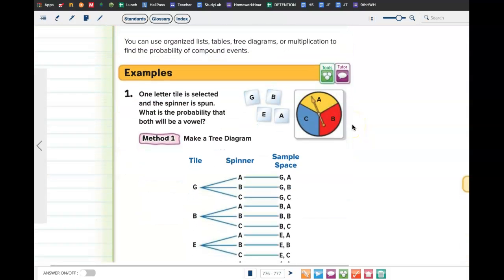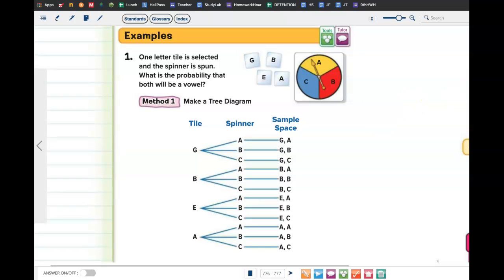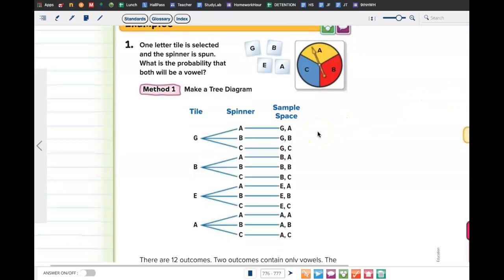One letter tile is selected and the spinner is spun. You can see here that the book drew out a tree diagram. So you have the options of choosing from your tiles. You have G, B, E, and A. After you pick a tile, you're going to spin the spinner. Even if I picked a G tile, I could still spin and land on A, B, or C. Even if I picked a B tile, I could still spin and land on A, B, or C. If I picked an E tile, A, B, or C; A tile, A, B, and C. Therefore, over here are all my sample spaces.